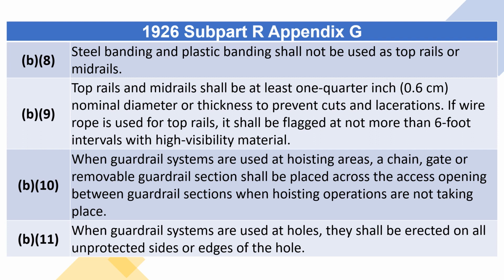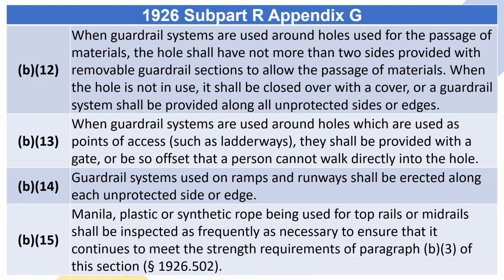B.10. When guardrail systems are used at hoisting areas, a chain, gate or removable guardrail section shall be placed across the access opening between guardrail sections when hoisting operations are not taking place. B.11. When guardrail systems are used at holes, they shall be erected on all unprotected sides or edges of the hole. B.12. When guardrail systems are used around holes used for the passage of materials, the hole shall have not more than 2 sides provided with removable guardrail sections to allow the passage of materials.